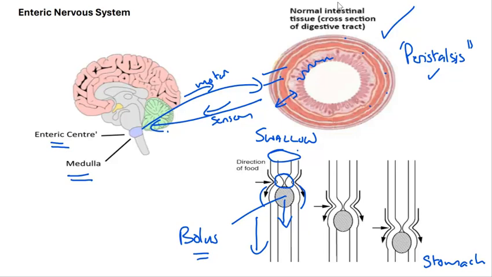As the bolus moves downward, this then causes stretching of the wall, which is detected by stretch receptors, which send their signals to the enteric center, which in turn sends further motor nerve impulses to the muscular wall, causing contraction in this location here. And by repeating this process, the bolus is gradually moved downward to the stomach.